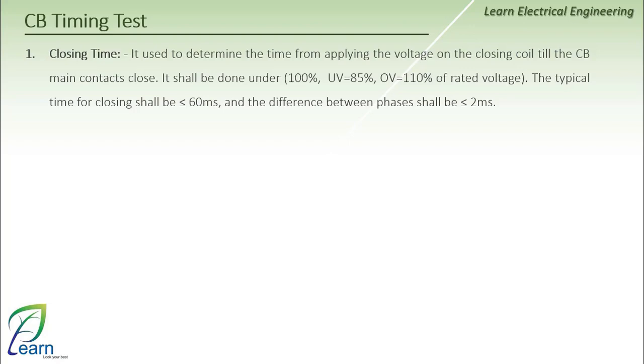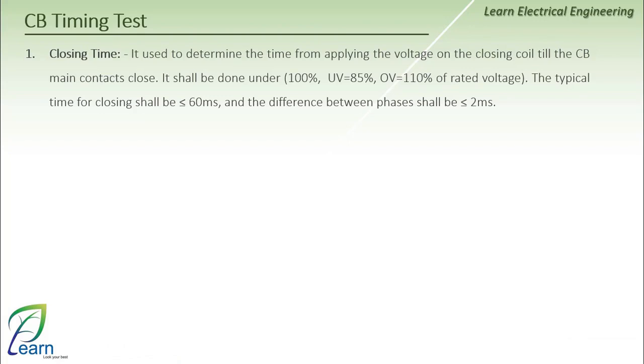The circuit breaker, if I close it and have under voltage in my control voltage or have over voltage in my control voltage, well, the typical closing time will be approximately less than or equal to 60 milliseconds. And this is usually the case in medium voltage circuit breakers. However, in high voltage circuit breakers, it is less than or equal to 110 milliseconds.